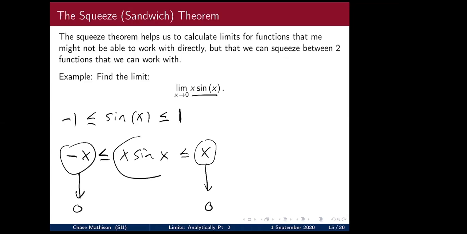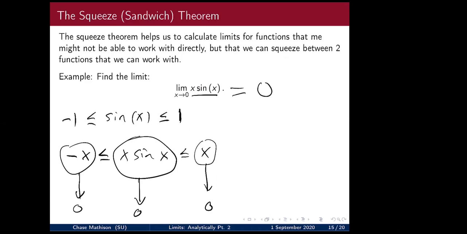And so what has to happen to this as x goes to 0? That has to go to 0. It's squeezed between these two functions that are both going to 0 as x goes to 0. So this has to go to 0 as x goes to 0. Okay? That is the whole essence of the squeeze theorem.